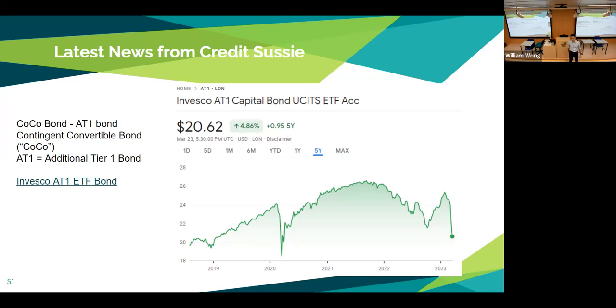Because, hey, you've got a central bank, all the central banks in the world are trying to support this. And by the way, I looked into the holdings. If you look at the Invesco AT1 ETF bond, look into the holdings, they're holding some pretty comfortable, pretty stable banks at AT1. So it is good. If there's any rebound, 20 to 24, that's a 25% return. So that's a good thing.